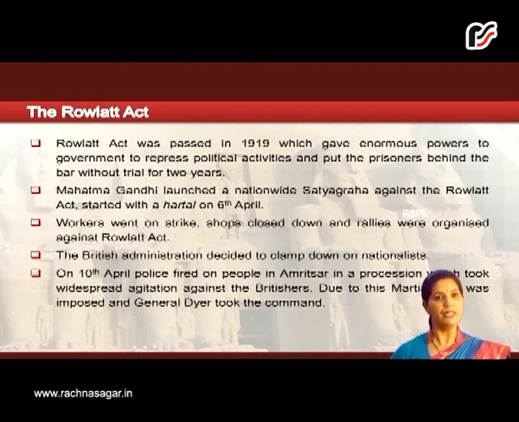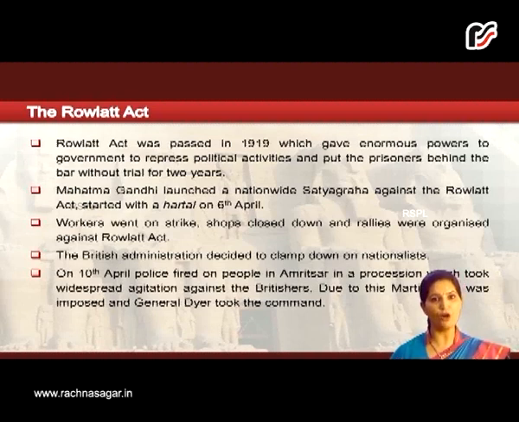Mahatma Gandhi launched a nationwide Satyagraha against the Rowlatt Act, started with a hartal on 6th of April. Workers went on strike, shops were closed down and rallies were organized against Rowlatt Act. The British administration decided to clamp down on nationalists. On 10th April, police fired on people in Amritsar in a procession which took widespread agitation against the Britishers.